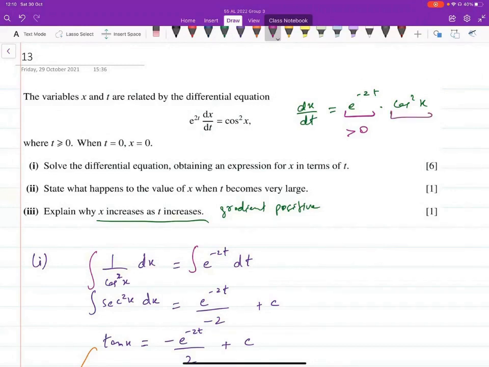This is a square. This is also greater than or equal to 0. ये भी कभी भी 0 से छोटा नहीं हो सकता. Both of them are positive or 0. So we say the gradient therefore is positive, and that's why x increases as t increases. It's an increasing function.